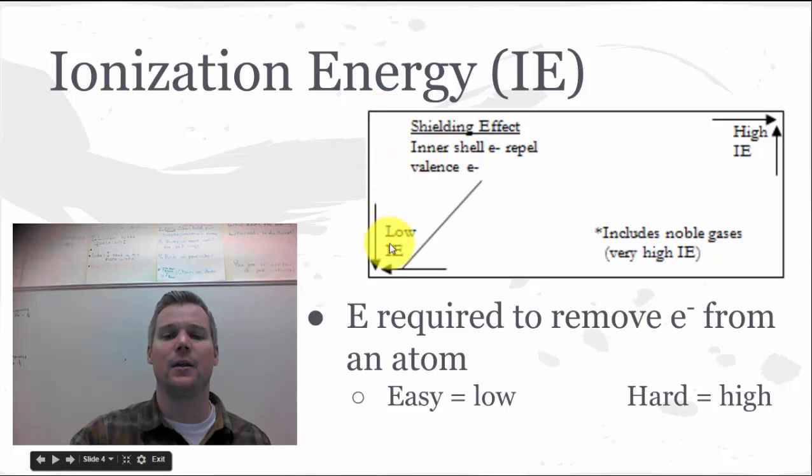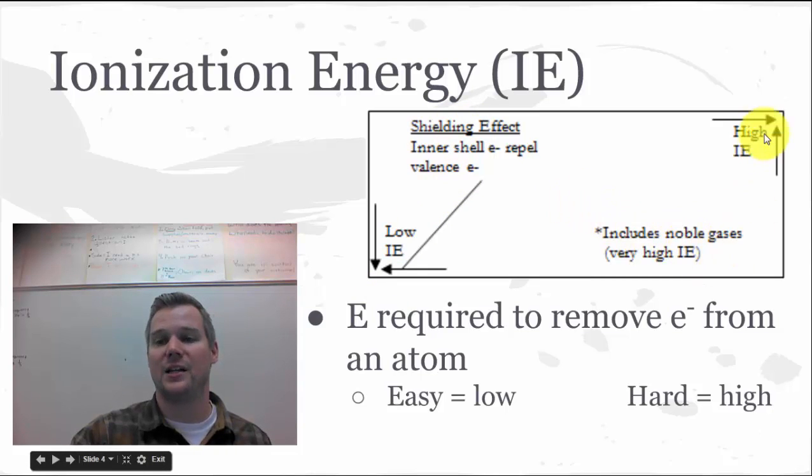As you go down the family, there are more and more rows, or more and more energy levels, of electrons. So the inner energy levels of electrons start to block the outer energy levels of electrons. And what happens is the nucleus doesn't have as much effect on the outer energy levels of electrons because the inner energy levels of electrons are shielding those outer electrons.